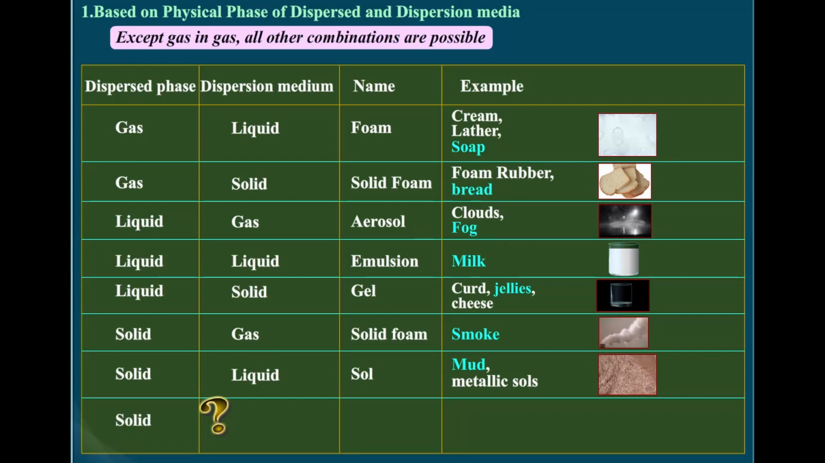Next is solid in solid. Solid in solid type of colloid is called solid sol. The examples are some colored glasses and gemstones, etc. Actually, alloys are solutions here, so there is a mistake here. Usually alloys are solid in solid type and they come under solutions.